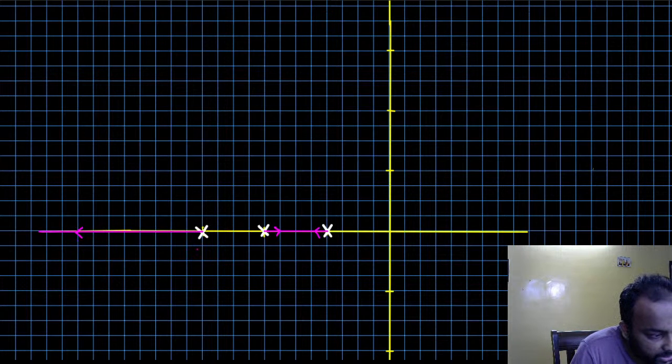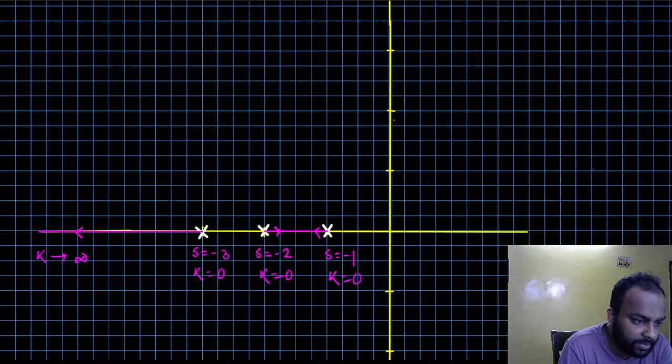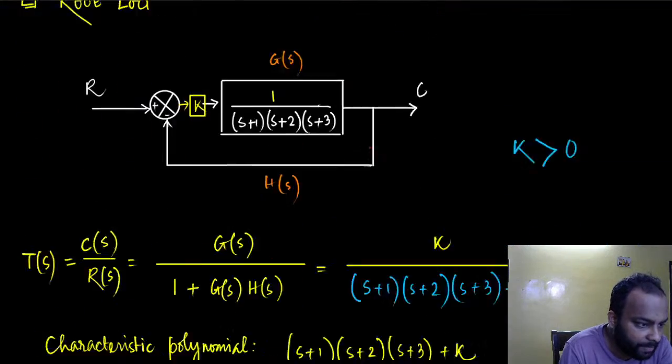So this is at s equal to minus 3. This is at s equal to minus 2. This is at s equal to minus 1. And these were at gain k equal to 0, k equal to 0, k equal to 0. And this is when k tends to infinity. We also know the point at which they break away.